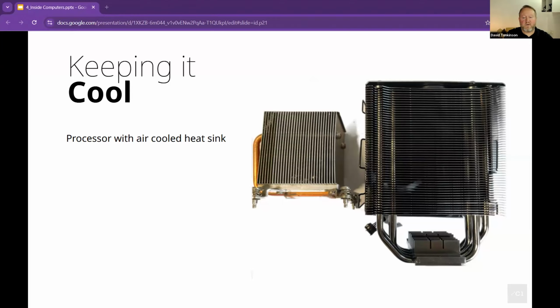Any questions about keeping it cool? You can get liquid cooled ones, water. I hate the idea of putting anything water near my computer. It's just something I don't like. But you can get water cooled ones, okay? Very similar to your cars, can't you? The old air cooled VW Beetles. No one uses those anymore, do they?